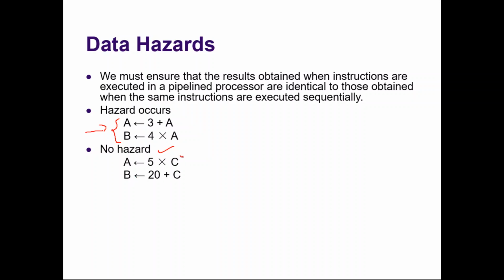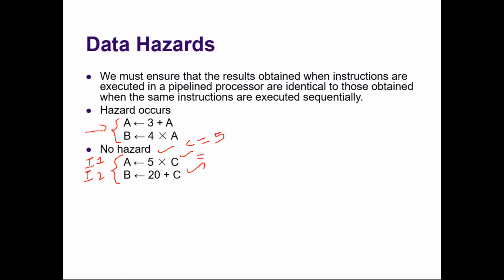There is a variable c which is used in both the instructions, but in both of these instructions the c is coming as a source operand. That means it is not getting modified, right? So if originally c is 5, then while executing these two instructions c will be 5. It is not going to change. Only a is changing. A will become 5 into c, which is 5 into 5 is 25, and b will become 20 plus c, that is 20 plus 5 is 25.